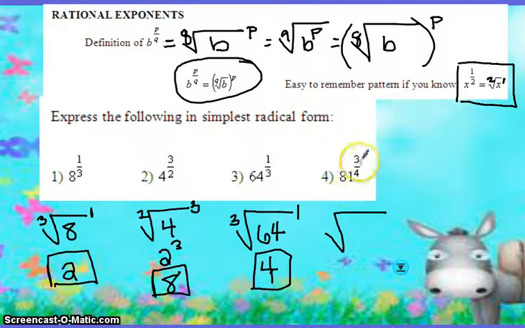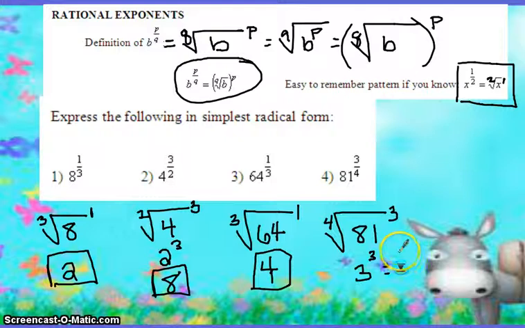And this last one, 81 to the 3/4. So we're going to fill in our 81. The denominator is going to be the index, and the numerator is going to be the power. So again, it's up to you. I'd like to do the 4th root first because I know the 4th root of 81 is 3. So this question is really just asking for 3 cubed, which is 27. Now keep in mind, you need to be able to put this 4th root into your graphing calculator, so make sure you do know how to do that.